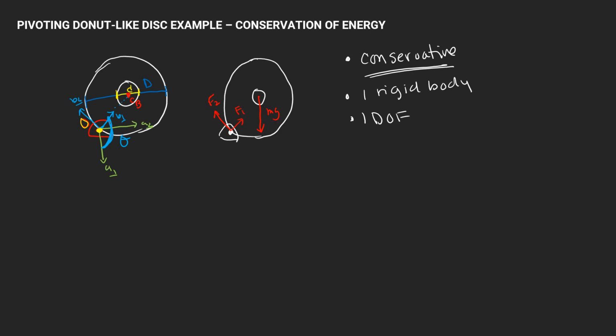And if that's the case, then you can use the fact that kinetic energy plus potential energy is constant for a conservative system, which then gives you that the derivative of the sum of kinetic and potential energy is equal to 0. Now, in this example here, you see that we have 3 forces, mg, F1, and F2.